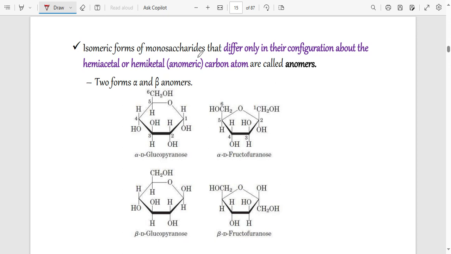Isomeric forms of monosaccharides that differ only in their configuration about the hemiacetal or the hemiketal carbon are called anomers. They are known as anomers. So they just differ in the configuration of the hemiacetal or the hemiketal. Remember what we said about hemiacetals? When the alcohol reacts with either your aldehyde or your ketone, you form those compounds.